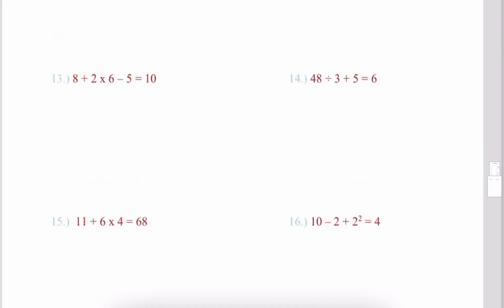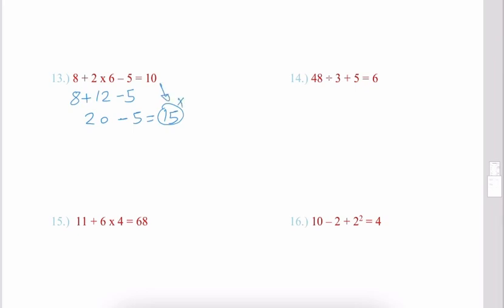Question 13. It says 8 plus 2 times 6 minus 5 equal 10. If we try to work out this using the usual order, this would be 2 times 6, which is 12. 8 plus 12 is 20. Let's not forget the minus 5 we have. 20 minus 5 is 15. And as you can see, this answer does not match the answer given in the question. So I have to insert the bracket somewhere that might make the difference for me. Let's erase this and try over again.